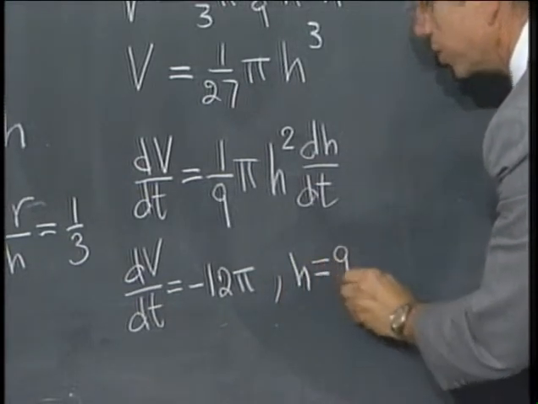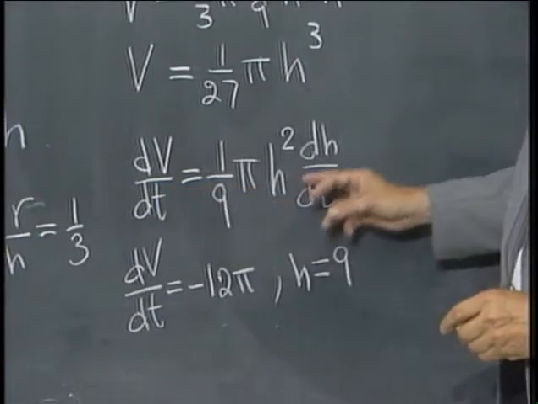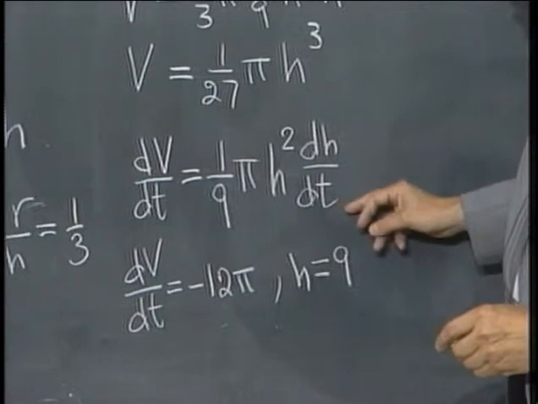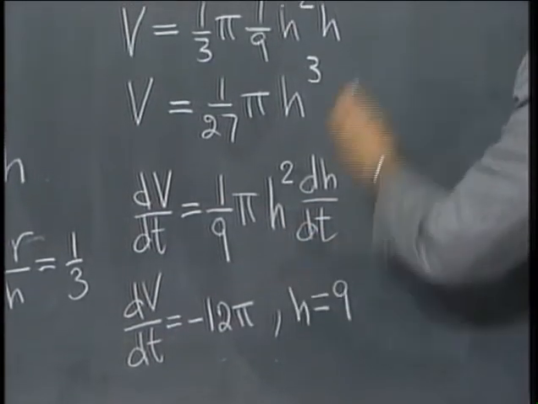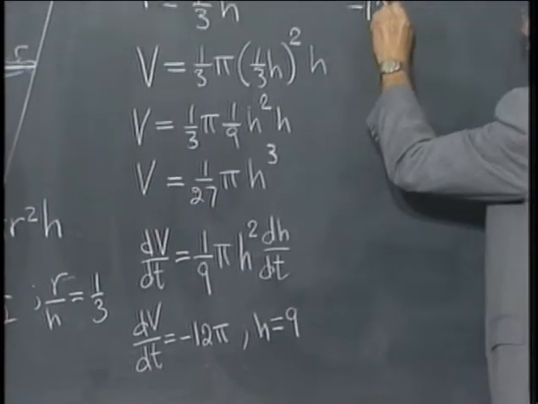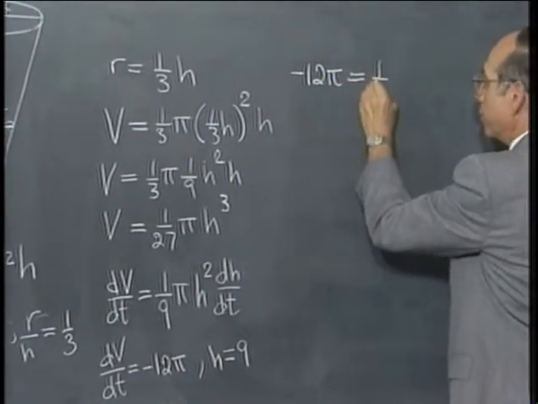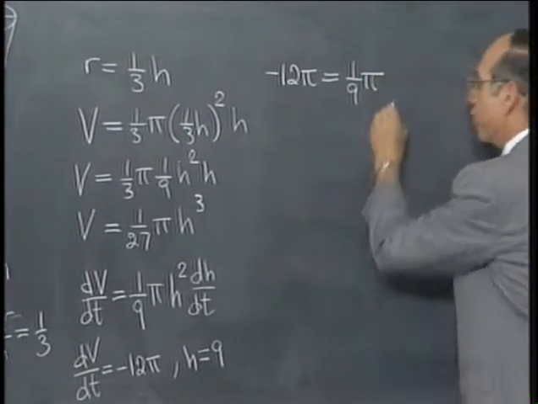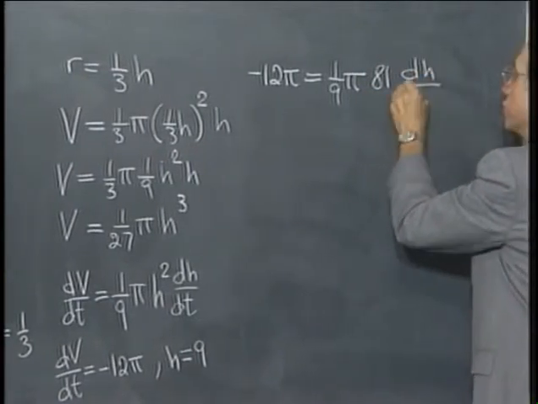So h is equal to 9. And now you see I'll be able to substitute for dV/dt, I'll be able to substitute for h, and we'll solve the equation for dh/dt. Now let's substitute the information. We get minus 12 pi is equal to 1/9 pi, h squared, that's 9 squared, is 81, times dh/dt.